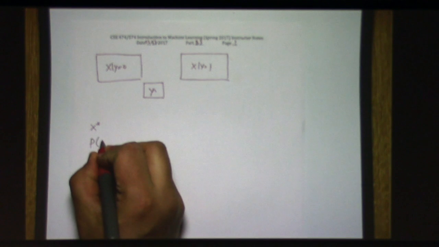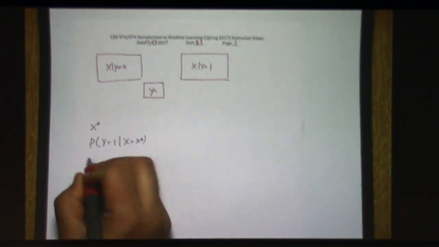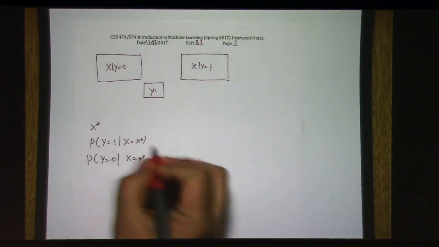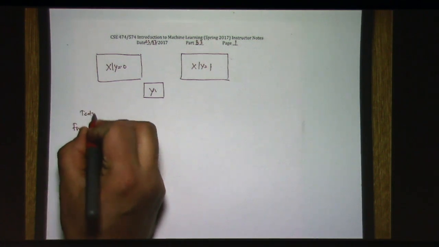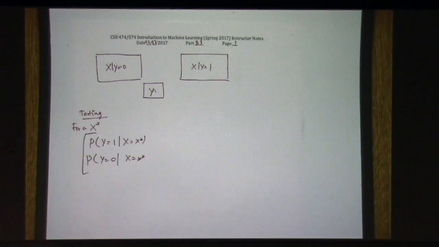So it's slightly different, and the reason we do that is that once we know all of that, what you will be given during testing is some x star. And you need to figure out what is the probability that y is 1 given x is x star, and the probability that y is 0 given x is x star. This is the testing phase. And then whichever is higher, you say that is the class, right?